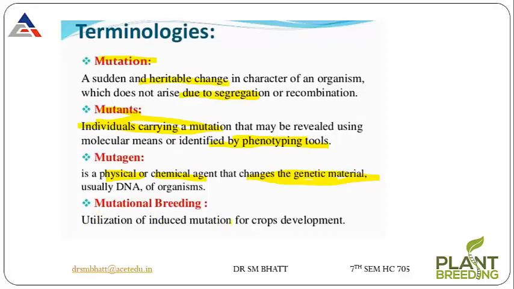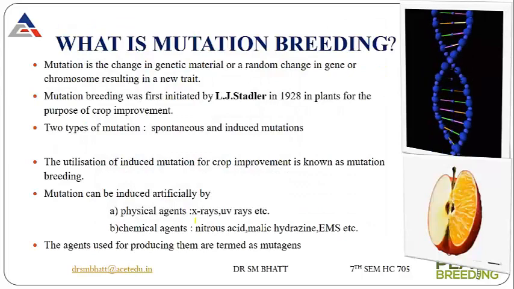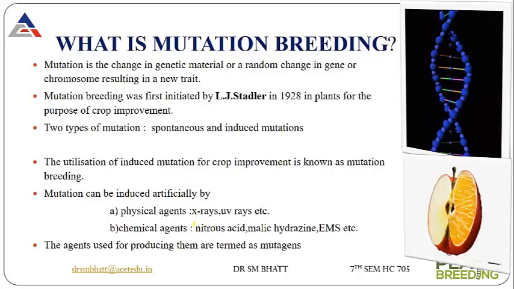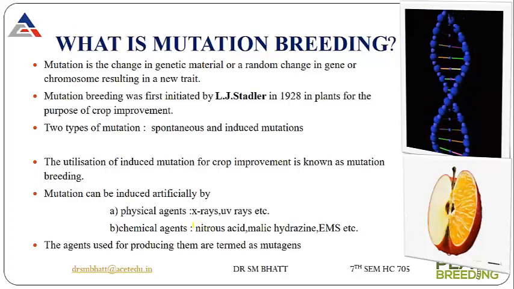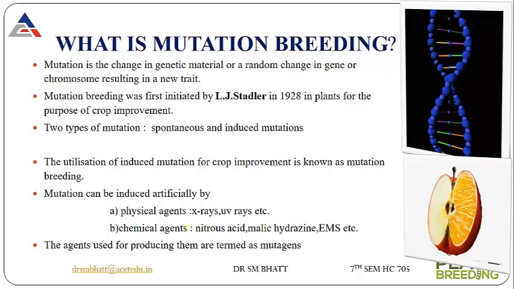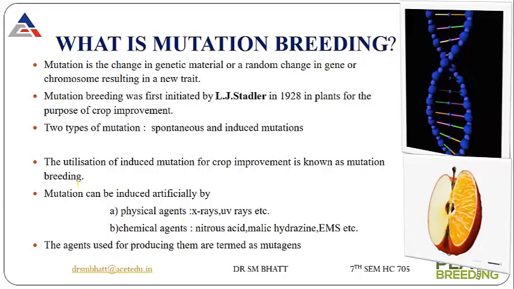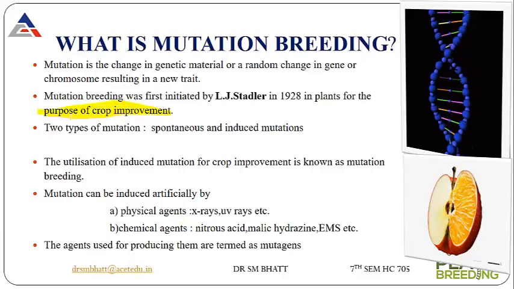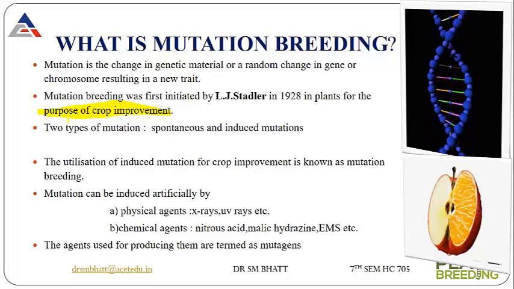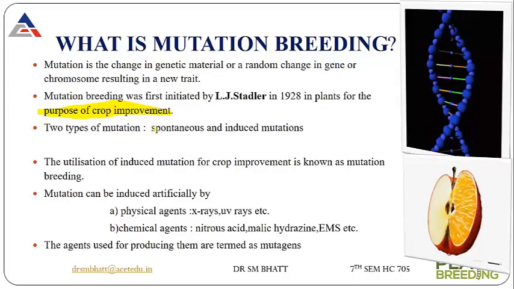It means that using induced mutation, we can develop a crop. From here, mutation breeding started. Mutation breeding was first initiated by the scientist Stadler in 1928 in plants, for the purpose of crop improvement. Already you know that every phenotypic character is decided by genes, so if you change the genes, you can get a visible change in the character.